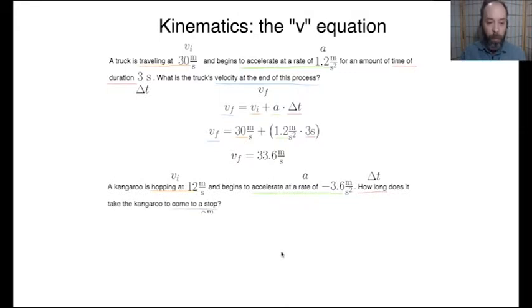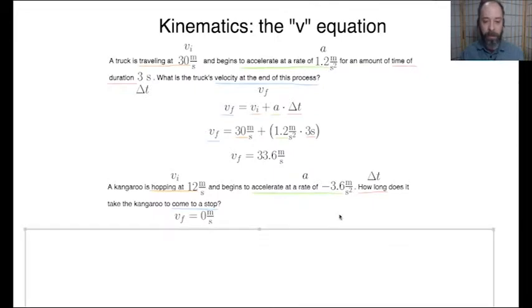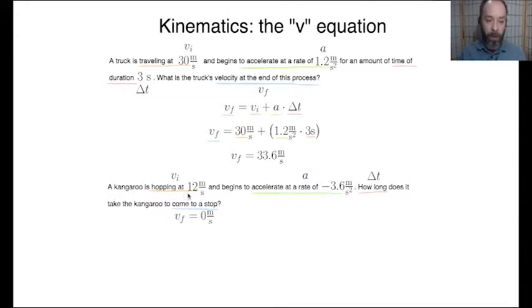Another example. We're going to change the unknown, and we're also going to use a negative for the acceleration this time, which means we're going to be slowing down. Suppose we've got a kangaroo hopping at 12 meters per second, which begins to accelerate at a rate of negative 3.6 meters per second squared. Again, that means we're slowing down. How long does it take the kangaroo to come to a stop?